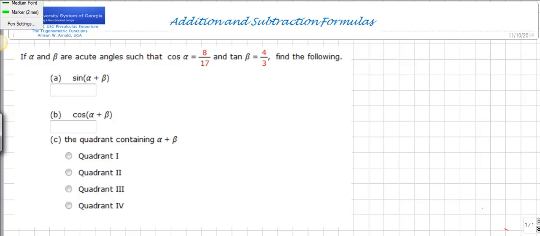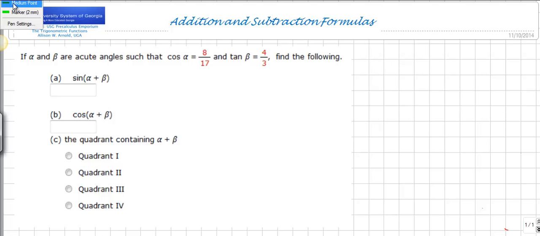All right, here's a direct application of the addition formulas in particular. The problem says alpha and beta are acute angles, and we're given the cosine of alpha is the ratio 8/17 and tangent of beta is 4/3. We're to find the sine of the sum of alpha and beta, the cosine of the sum, and then the quadrant containing the angle alpha plus beta.